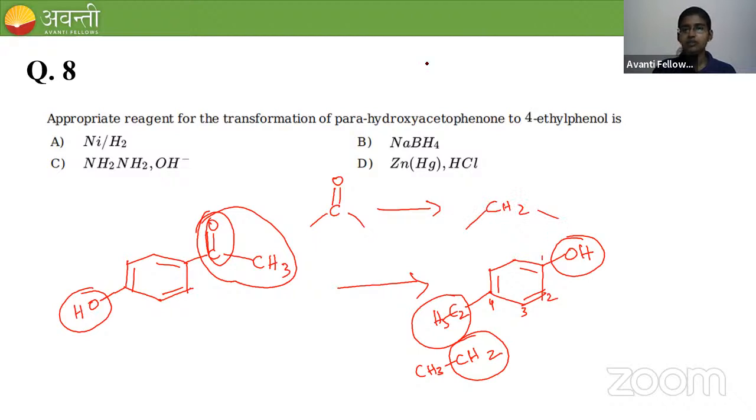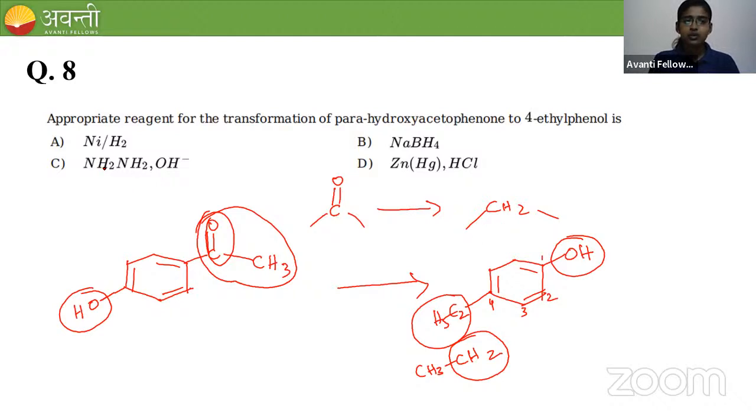So what is the name of the reduction we use here? We can convert C double bond O to CH2 using the Wolff-Kishner reduction, right? So the Wolff-Kishner reduction is the more effective method to convert the ketonic CO group to the CH2 group. In the reactant, we are having the ketone part, and there the C double bond O is getting converted to the CH2 part.